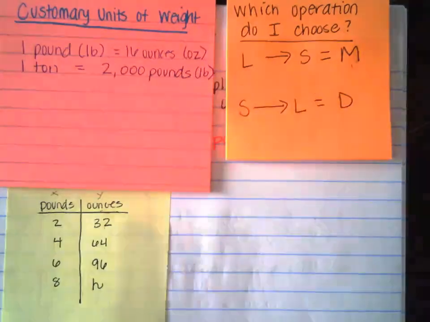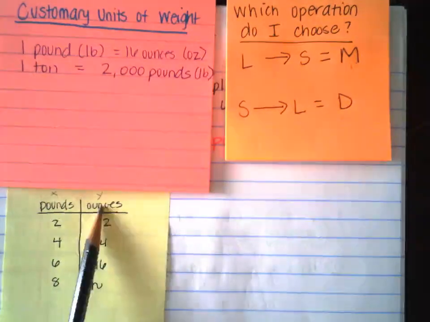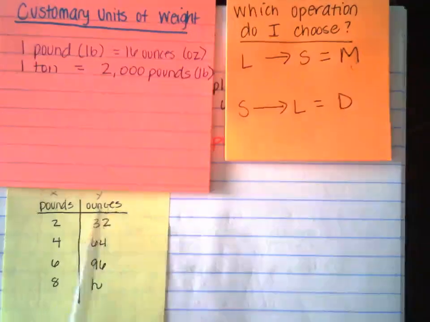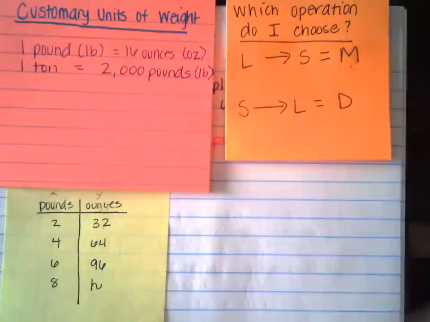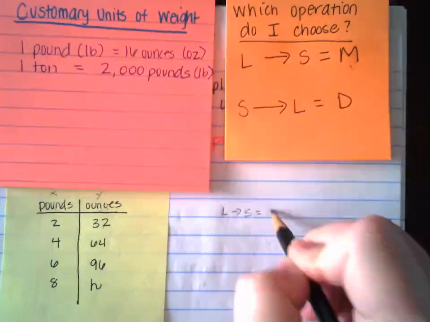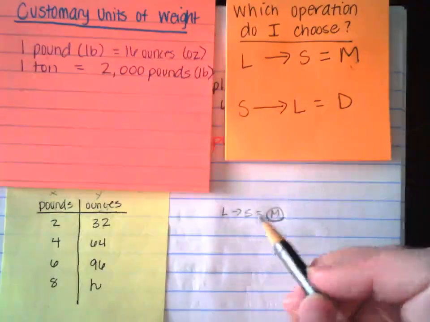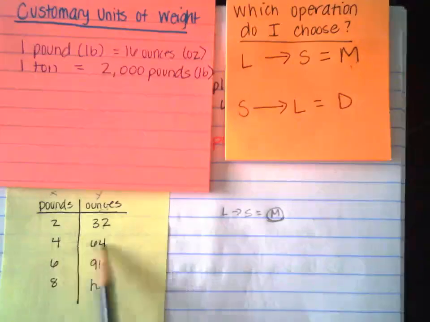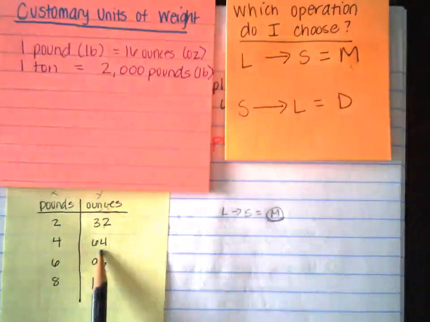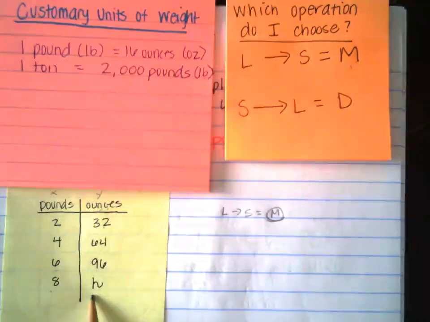So what is the relationship? Are we moving from a larger unit to a smaller unit, or from a smaller unit to a larger unit? Are pounds larger than or smaller than ounces? Pounds are larger. So we're moving from a larger unit to a smaller unit, so we're going to multiply, okay? You can see here in our chart, we have our relationships all the way down. 2 pounds is 32 ounces, 4 pounds, 64 ounces, 6 pounds is 96 ounces, 8 pounds, we don't know.